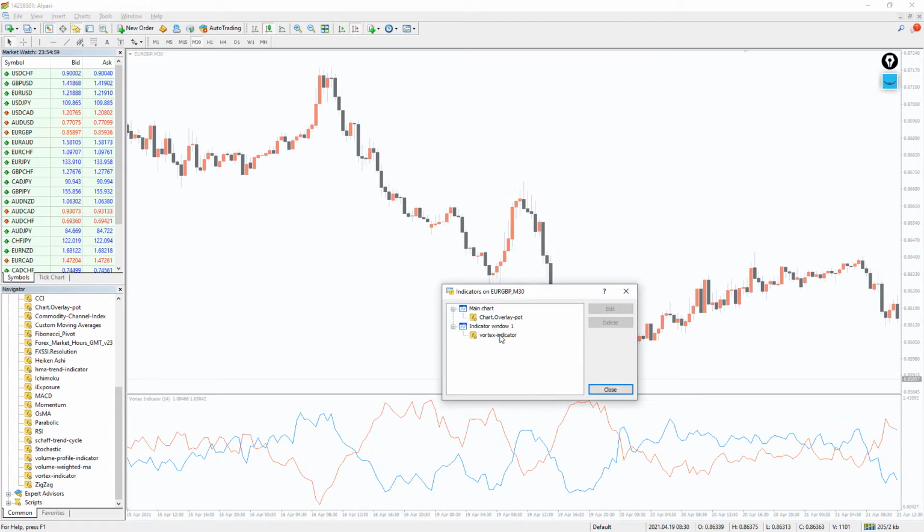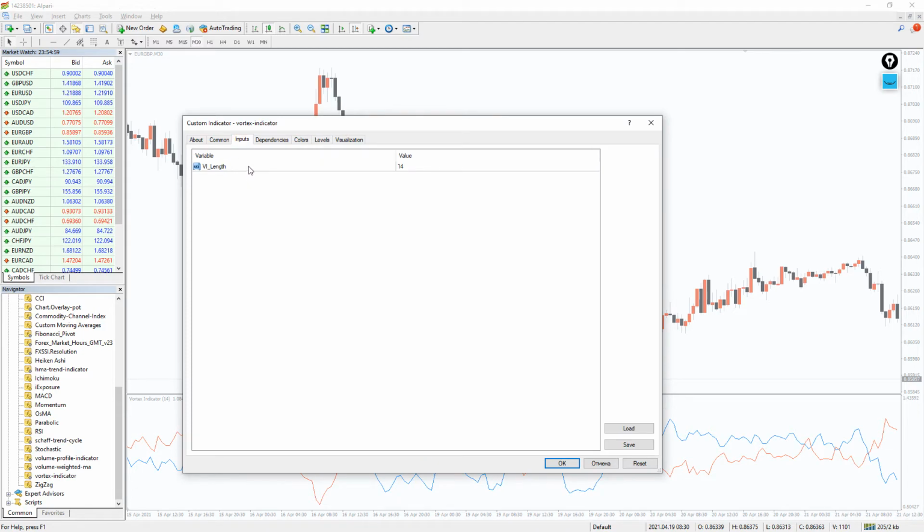The indicator has only one setting: VI length, which is the period used to calculate. A higher value will provide a smaller number of signals.